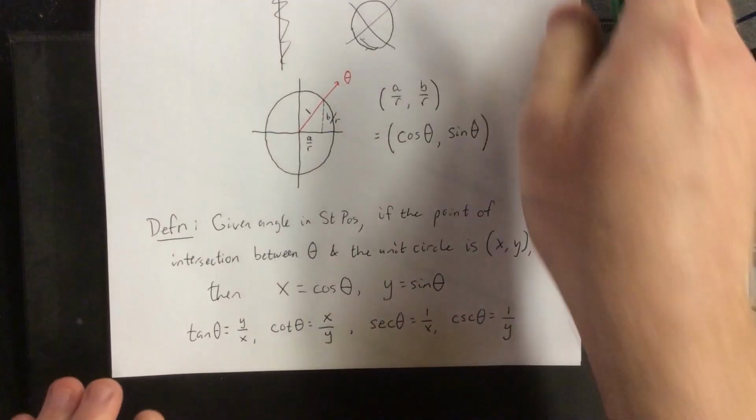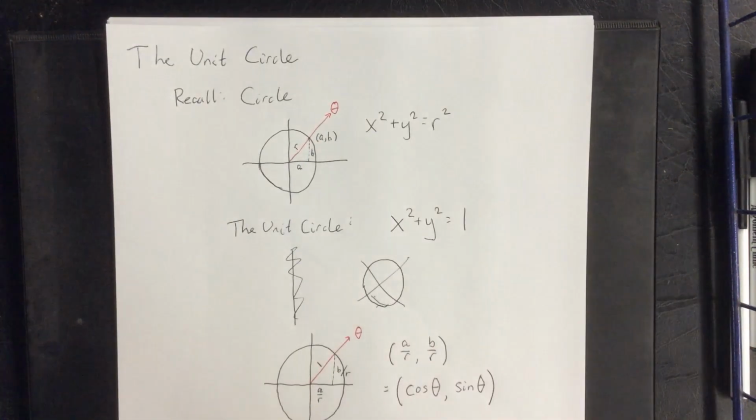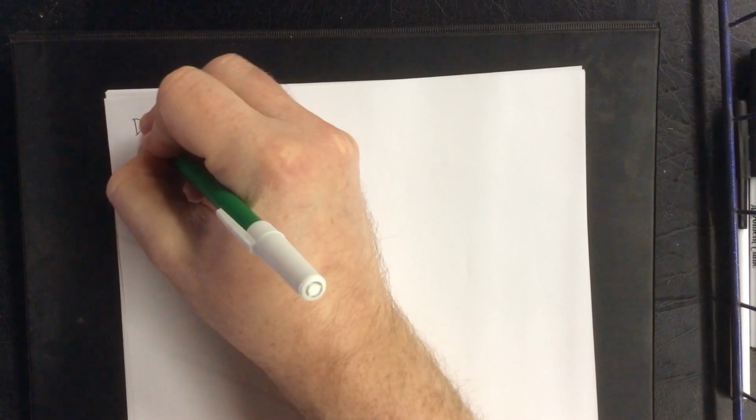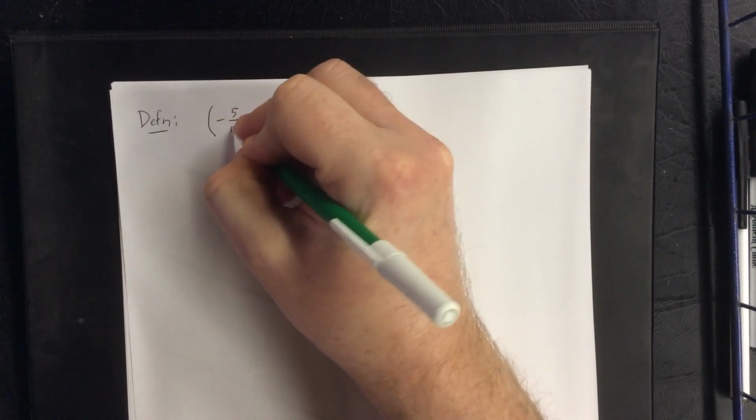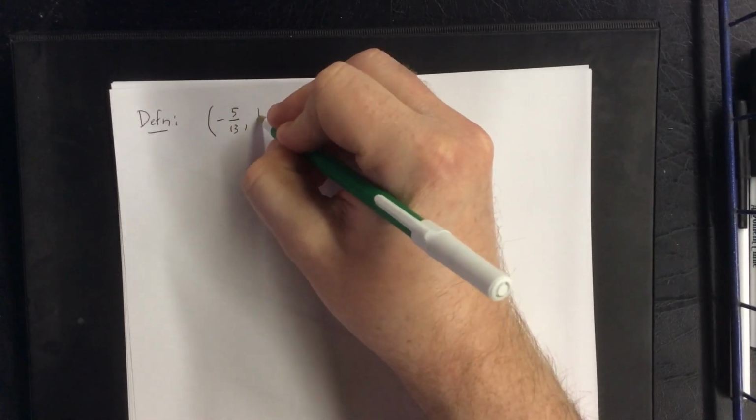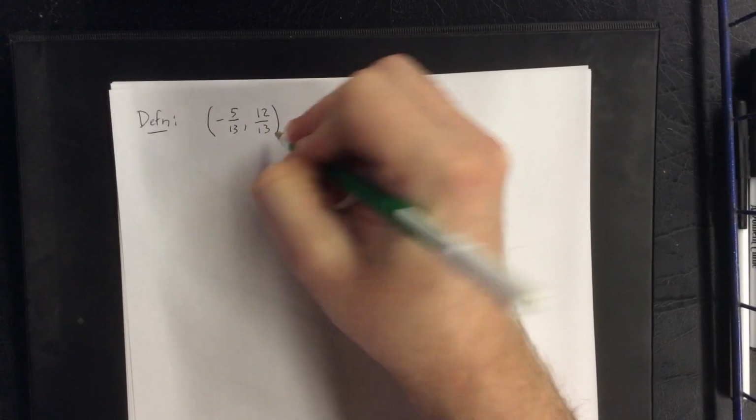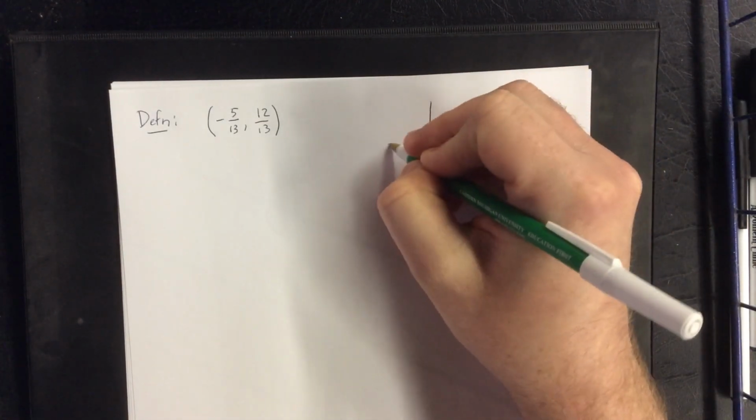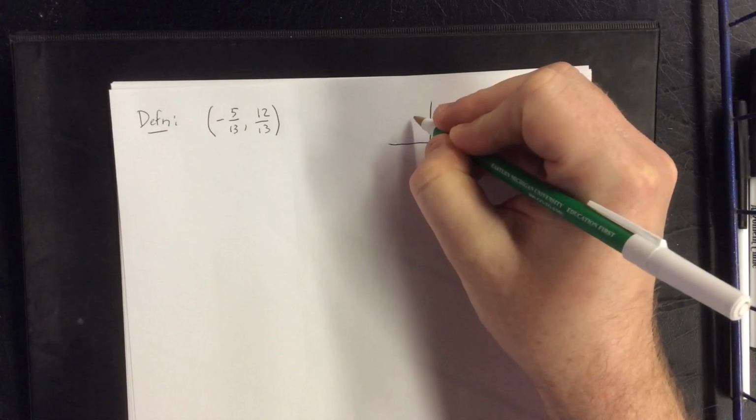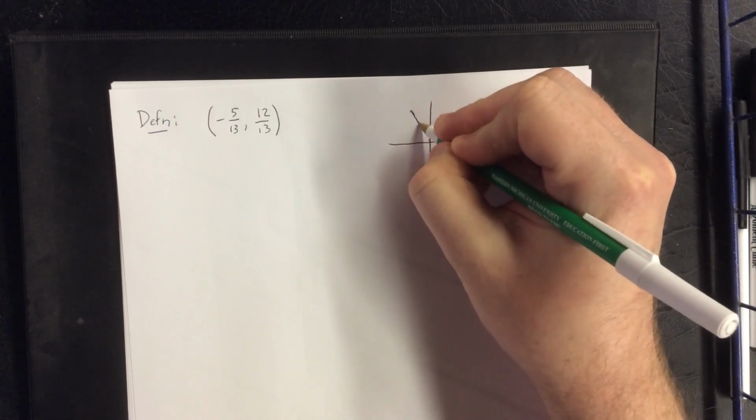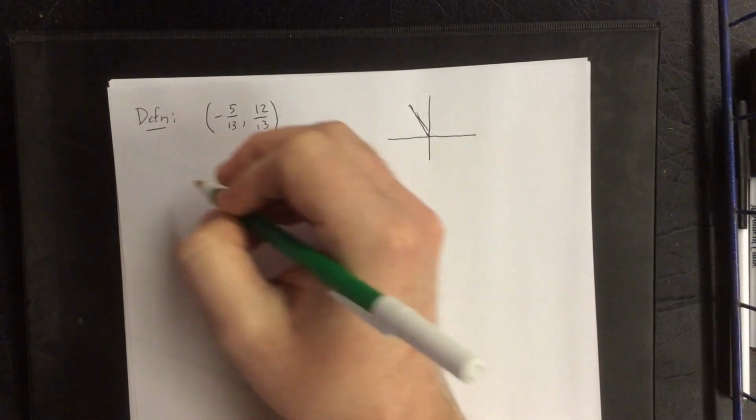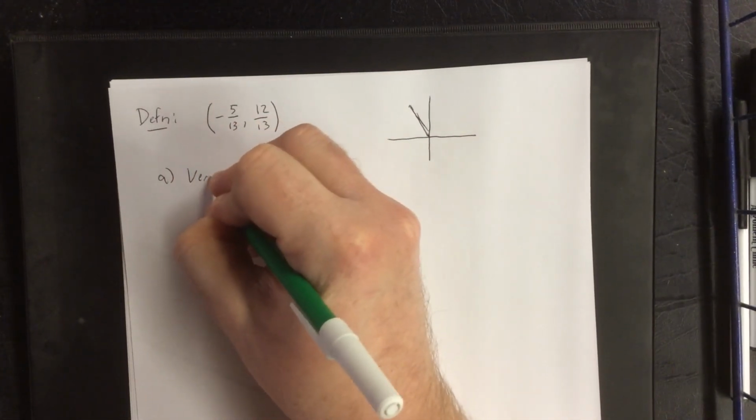So with that in mind, an example. For this example, we are going to define a point, and that point is going to be negative 5/13 and positive 12/13. So x value is negative, y value is positive. It'll look something along these lines if we were to draw this. So part A for this, verify this point is on the unit circle.